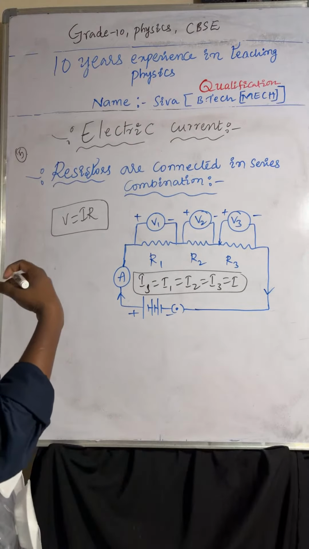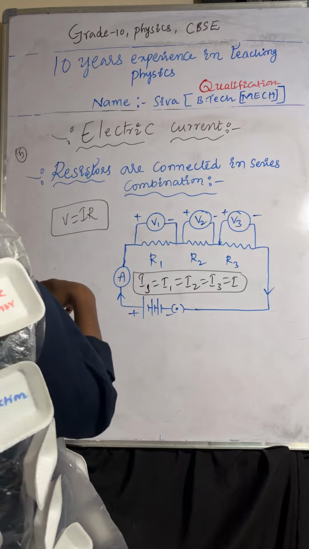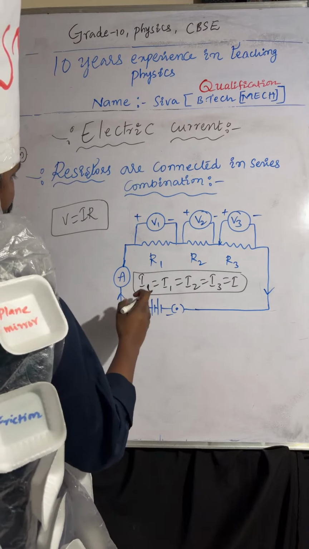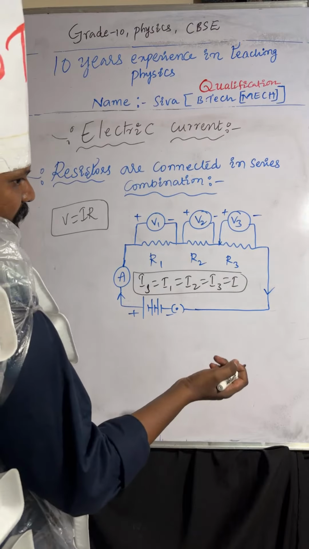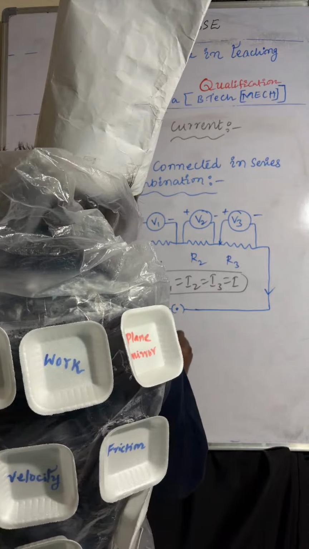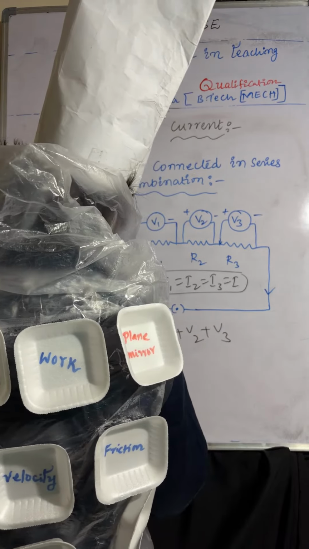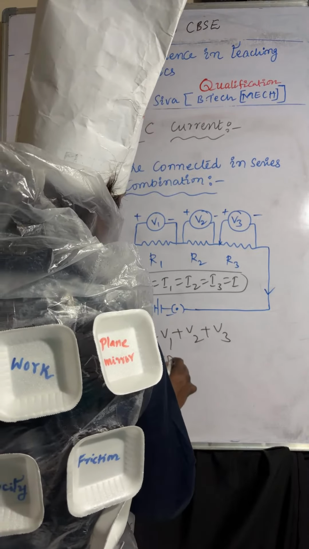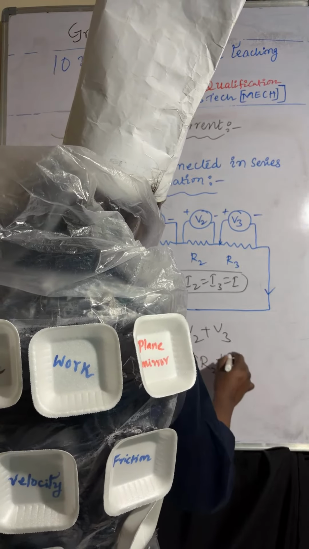V equal to IR. Now from Ohm's law, V equal to IR, right? So IS equal to I1 plus I2 plus I3. Now the potential difference we are taking, Vs equal to V1 plus V2 plus V3. So IRS equal to IR1 plus IR2 plus IR3.